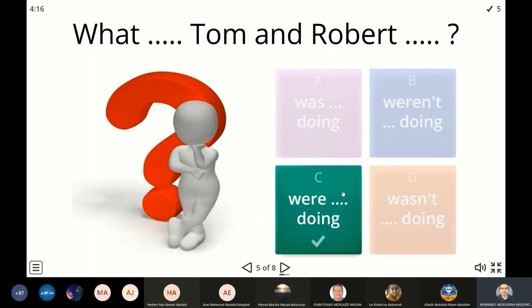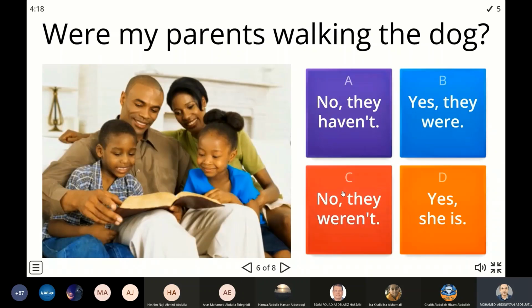Actually, it's the correct answer. Bravo, Ghaith. What were is used here. Number 6. Where here, students, we start with the auxiliary verb. This is a yes or no question. Were my parents, father and mother, walking the dog?